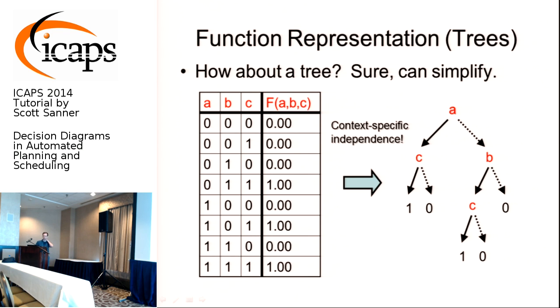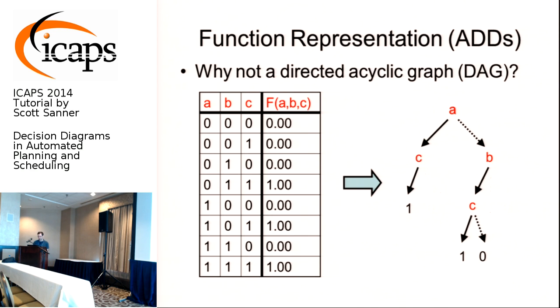But they're still not minimal. Can anyone see how to make this function more compact? What's not minimal about it? Yep. In a tree, I couldn't share them, because you can't have a DAG structure. But if I was just willing to merge, oh, darn it, I lost one of my animations. What you want to do is merge the C's together, basically have a true point right here, and it's even more compact.